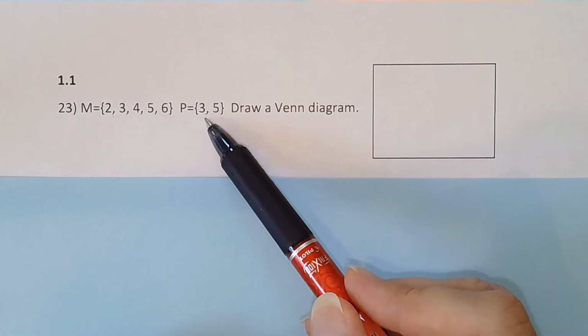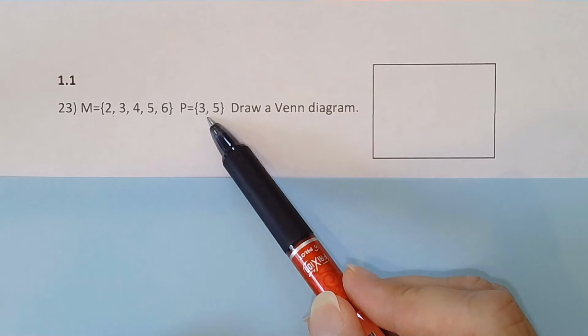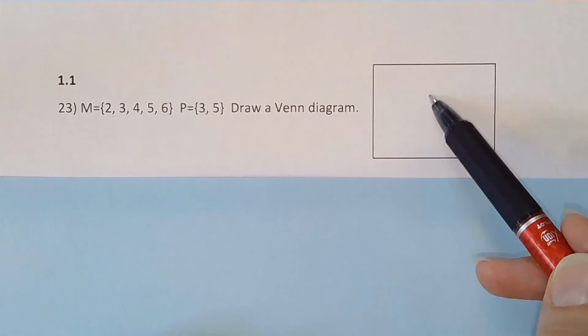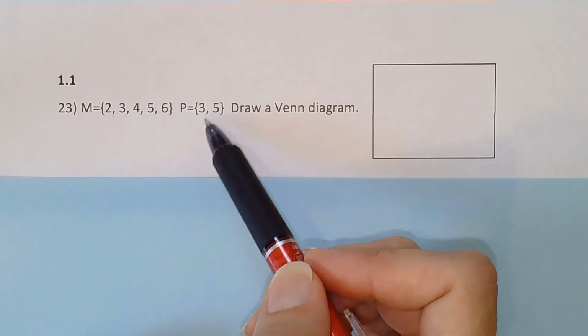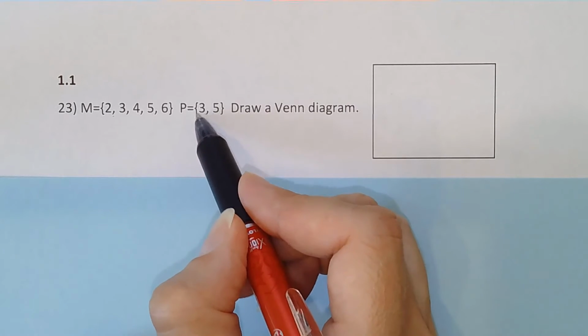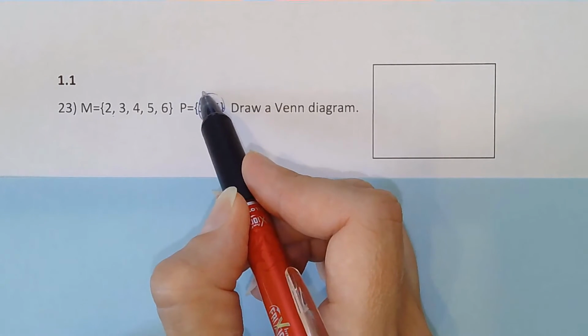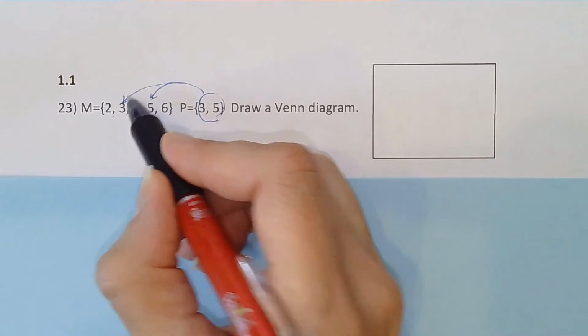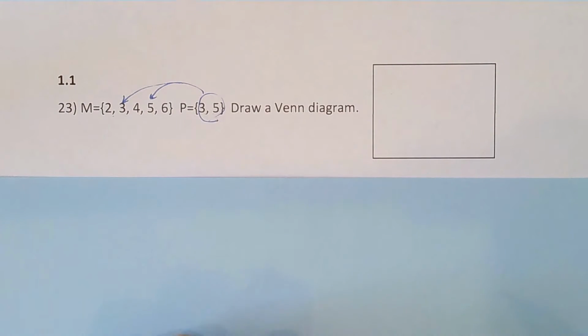The important thing to catch in this one, as I saw a lot of you were trying to draw the two circles that had a little bit of a connection in the middle. But the important thing to catch here is that everything that you see in set P exists in set M. That means that set P, if we were going to draw this accurately, would be completely inside of set M.